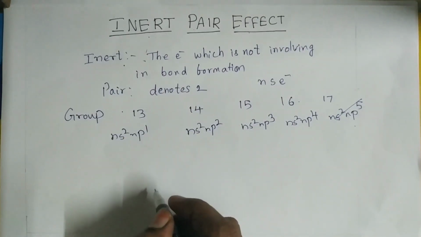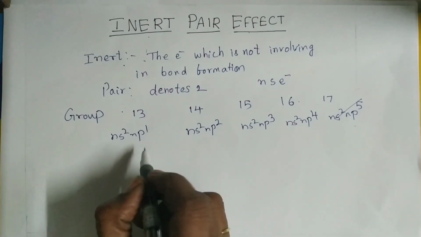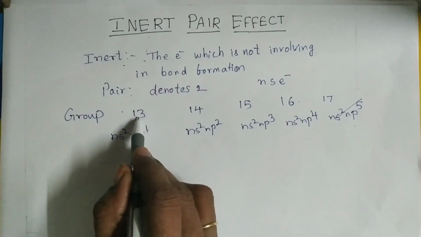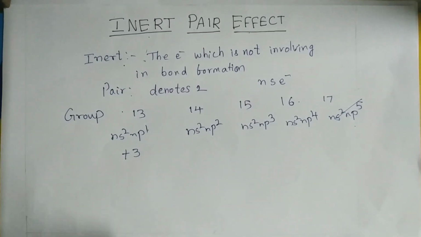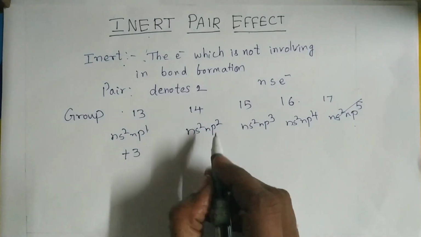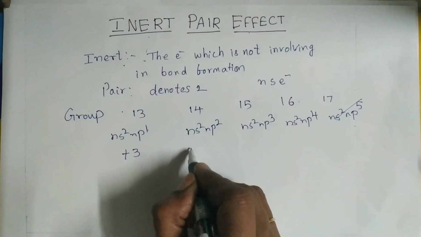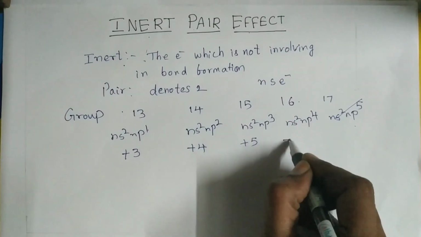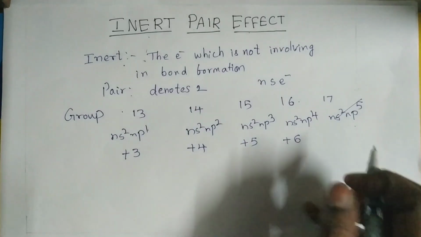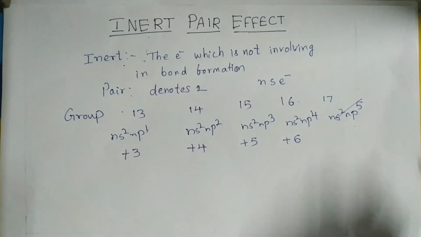Now, the higher oxidation states. The maximum oxidation number formed by the group 13 elements is plus 3, and for the group 14 elements it is plus 4. For group 15 it is plus 5, and plus 6 for group 16. These are the maximum oxidation numbers the p block elements, groups 13 to 17, can form. And p block elements also exhibit variable oxidation states.